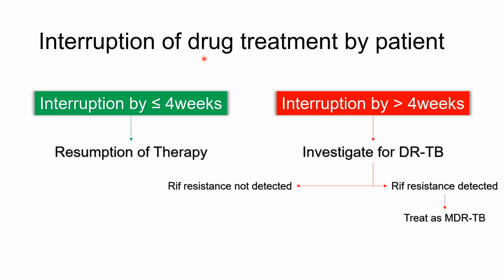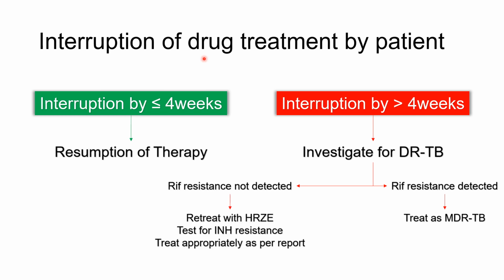But suppose the rifampicin resistance is not detected, then we do what? Then we retreat with HRZE, that is 2 HRZE plus 4 HRE, and test for INH resistance. Rifampicin resistance is not present, that doesn't mean other resistance may not be present. So we have to evaluate for INH resistance, that is isoniazid resistance, and as per the report we treat. If isoniazid resistance comes, we treat as per the regimen of mono or poly INH resistance. So that is the protocol if a patient comes to you with the complaint that he had stopped the treatment or interrupted the treatment for a certain period of time.